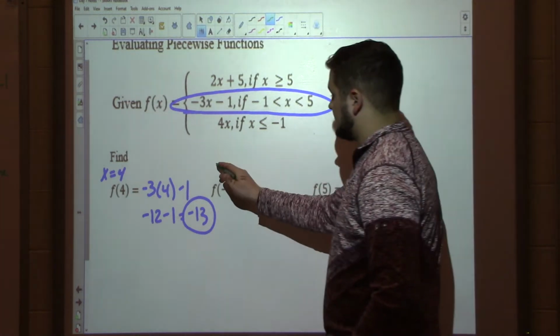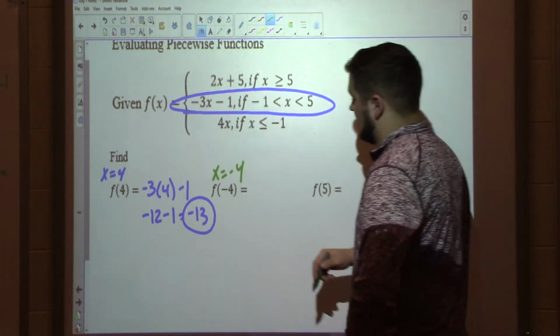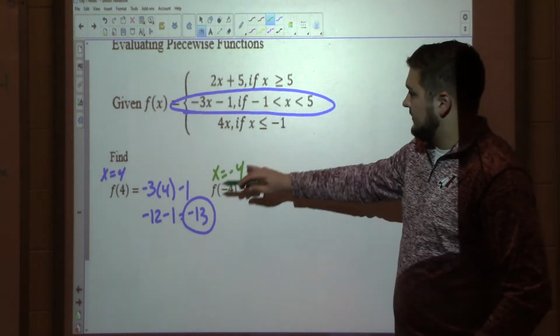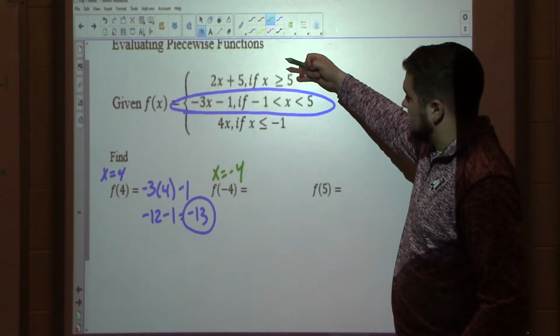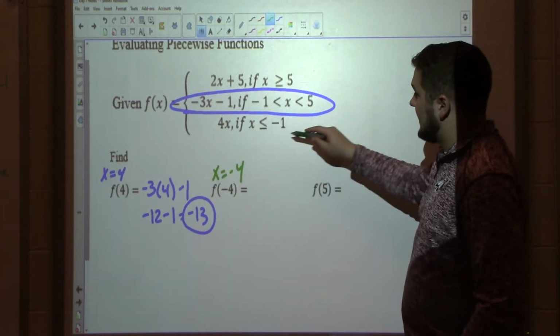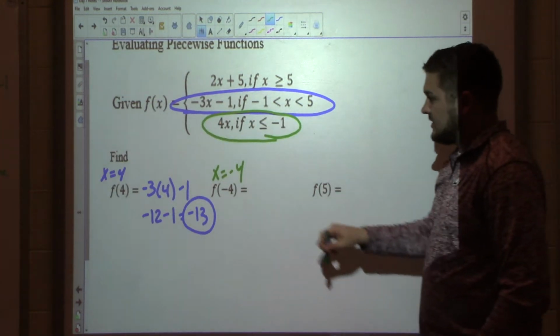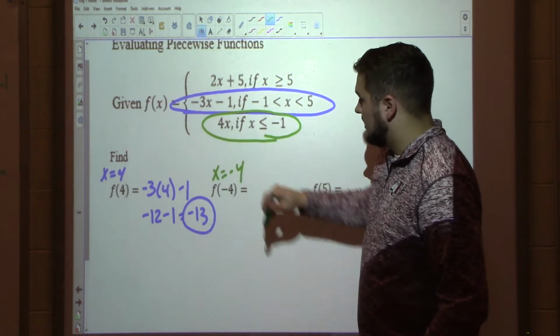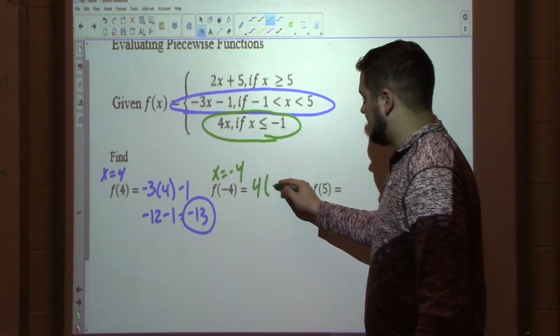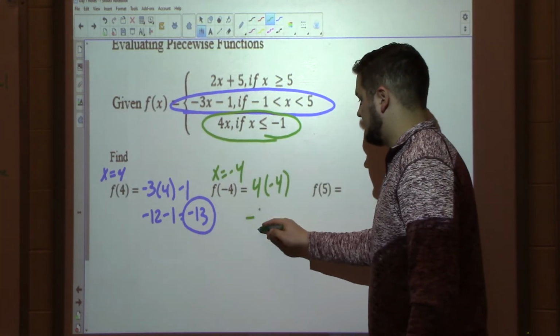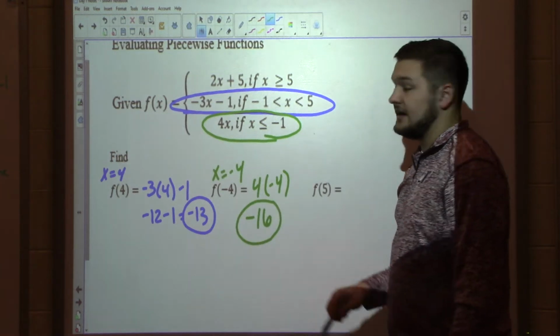Our second problem, f of -4. So x equals -4. Well, -4 is not greater than or equal to 5. It is not between -1 and 5. It is less than or equal to -1. So I'm going to take -4 and plug it into 4x. 4 times -4 gets me -16.